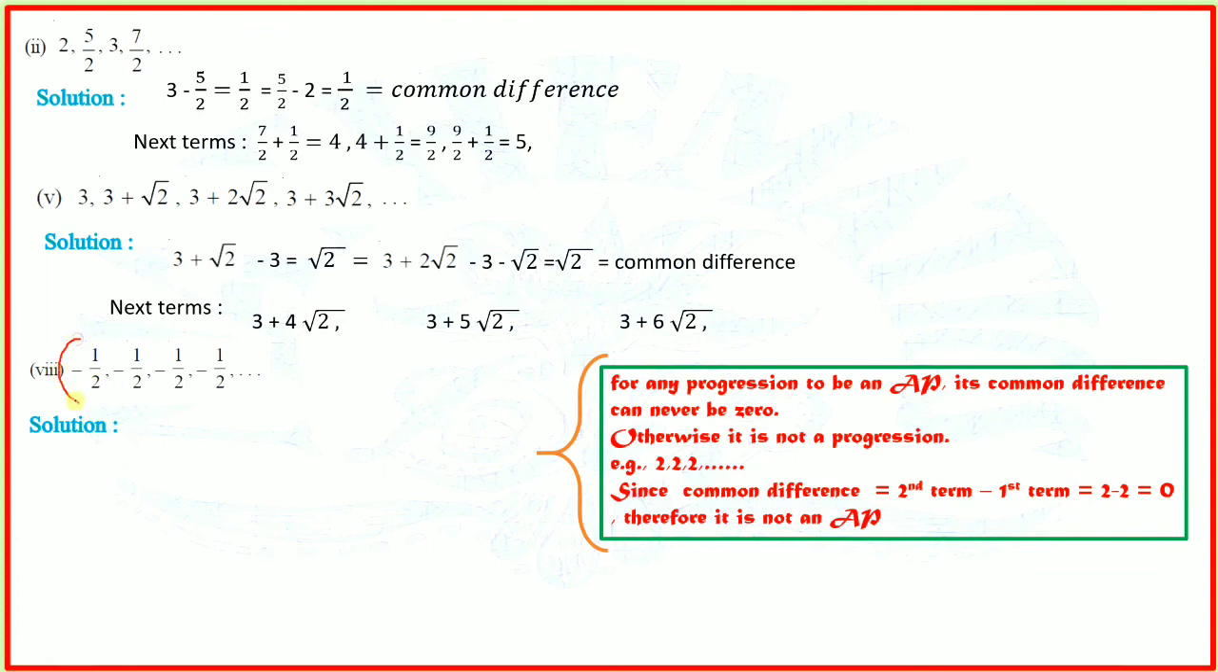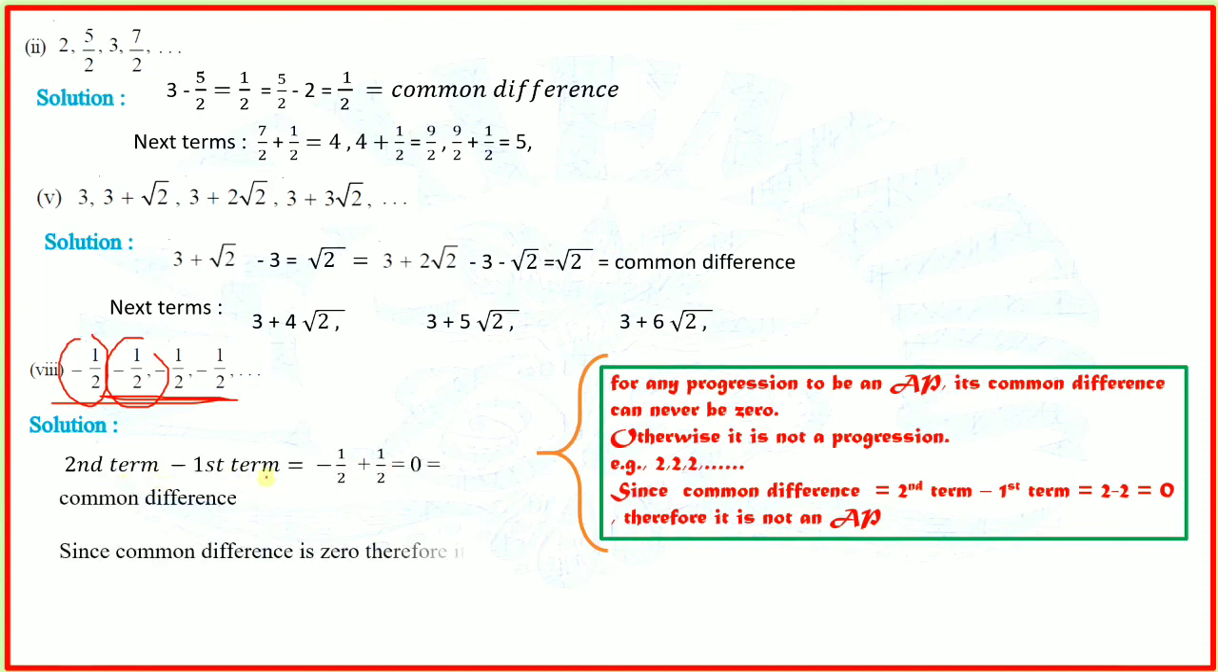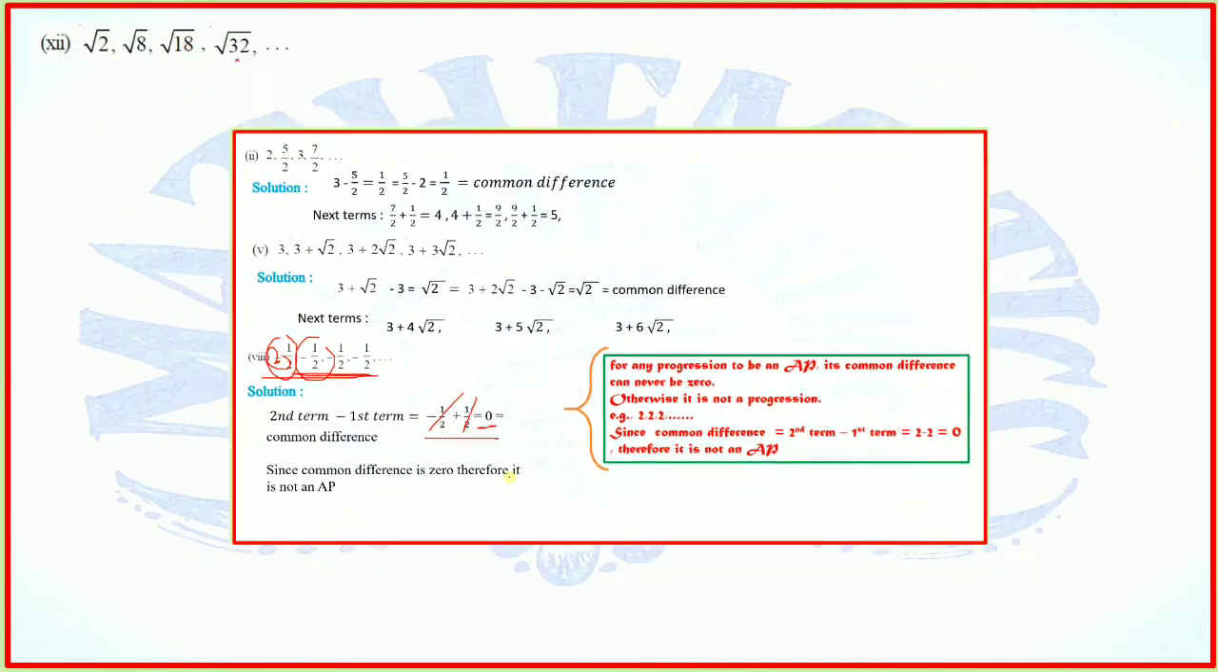As you can see here, minus 1 by 2, minus 1 by 2, all the terms are the same. So in this case also we will have the common difference 0. Second term minus first term: minus half plus half, is equal to 0. Since the common difference is 0, this is not an AP.